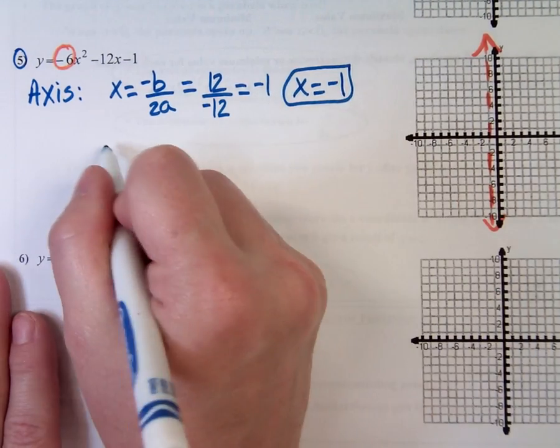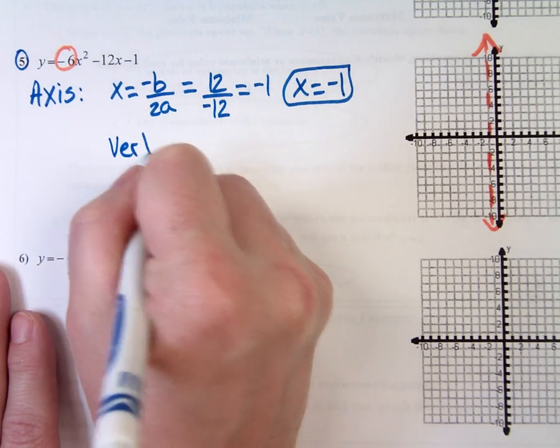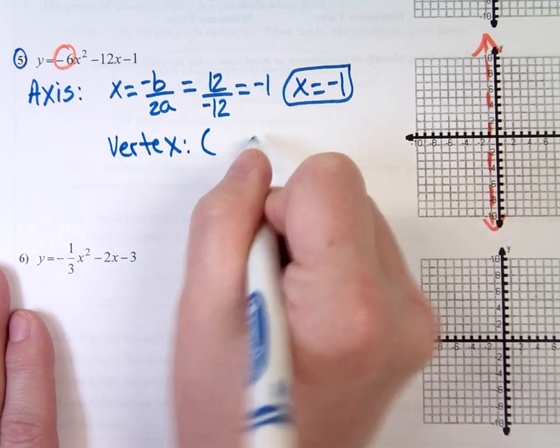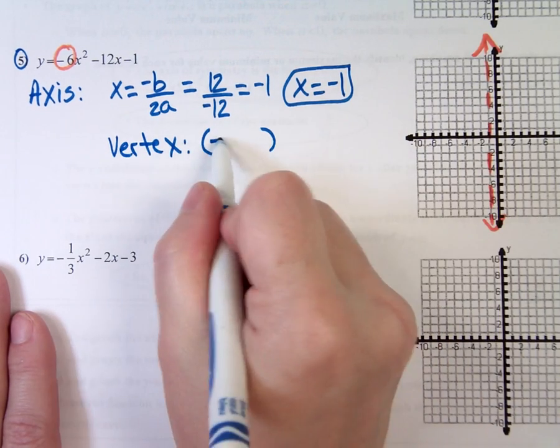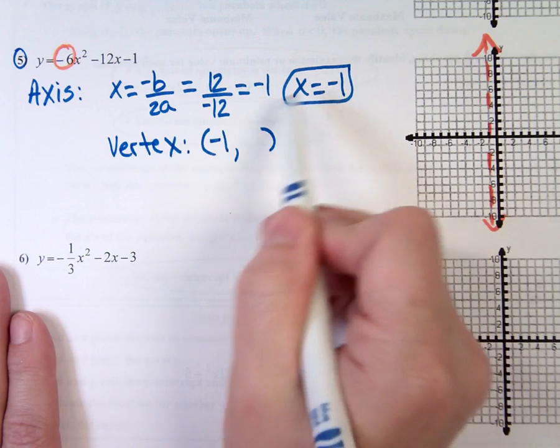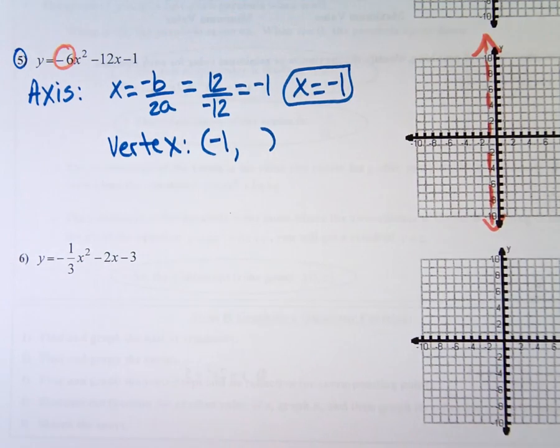All right, after I find the axis of symmetry, what's the next thing we find? The vertex. Beautiful. And what do we know about him? Yes, the -1 is the x value. Axis of symmetry and the x coordinate of the vertex are always the same. Okay, I want to see if you can plug that in and find me the y.